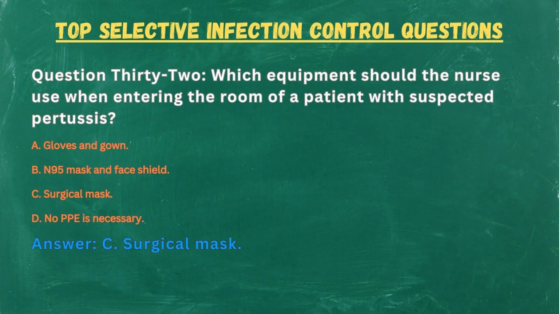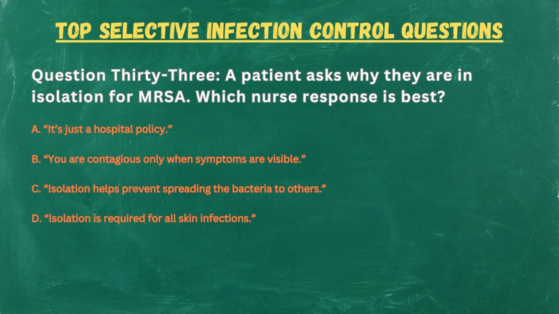Answer: C. Surgical mask. Question 33. A patient asks why they are in isolation for MRSA. Which nurse response is best? A. It's just a hospital policy. B. You are contagious only when symptoms are visible. C. Isolation helps prevent spreading the bacteria to others. D. Isolation is required for all skin infections.